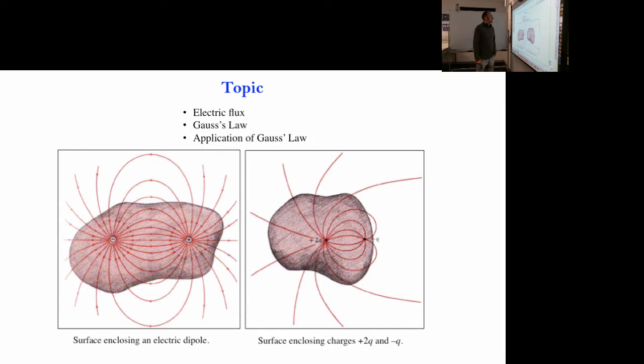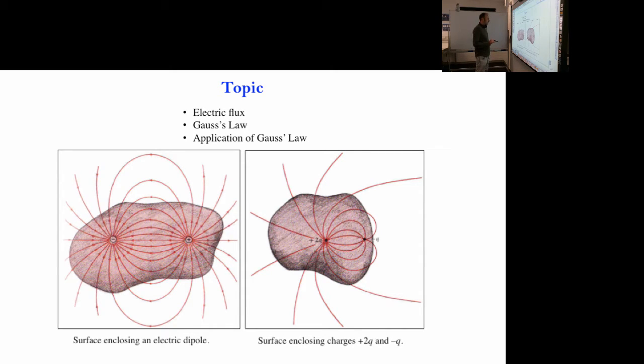Okay, so in this topic we're going to consider electric flux and Gauss's law, which is very powerful when you have symmetry, and we're going to look at applications of Gauss's law. So we're going to do a few examples. First of all, we just want to consider the two figures that are presented in this slide.